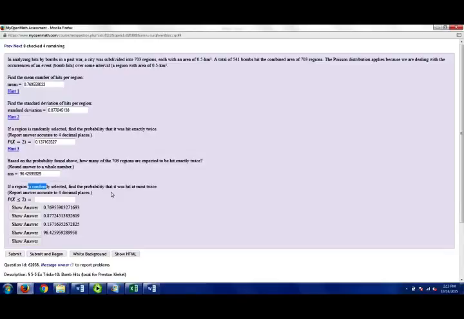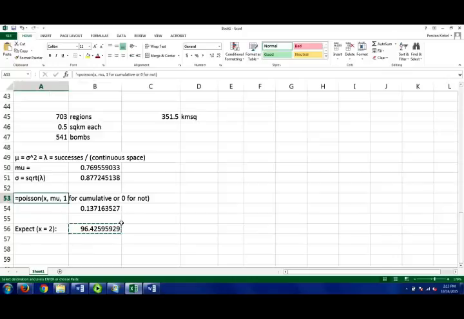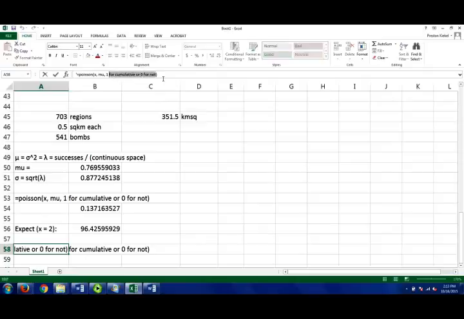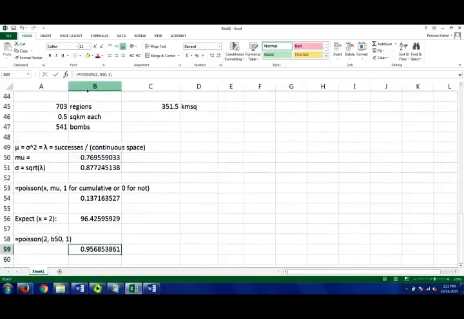And lastly, if a region is randomly selected, find the probability that it was hit at most twice. It means it's hit 2 or 1 or 0. That means it's 2 or less. It means it's a cumulative probability, which means I set the last argument equal to 1. I do want it cumulative. X is 2, and mu is right here in cell B50. That's it. 0.9568, etc.